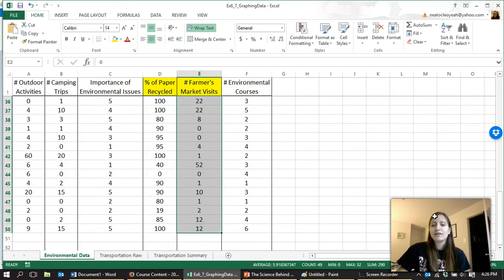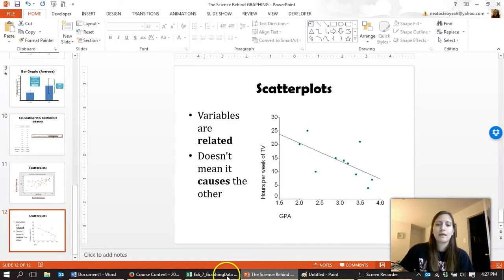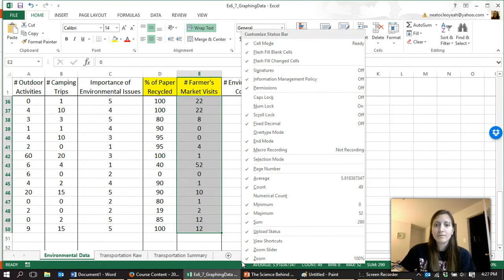You can see down here in this taskbar, it actually tells me my minimum is 0 and my maximum is 52. So I'm going to write over here my minimum of 0, and I'm going to round the maximum to a nice even number, max of 55. If you do not see the minimum and maximum, just right click on this toolbar and it's actually an option. You can just check the minimum and maximum.